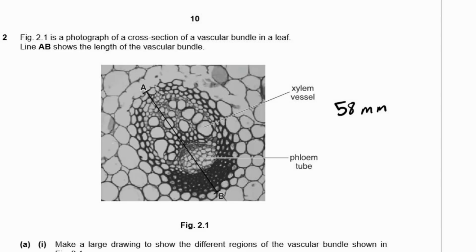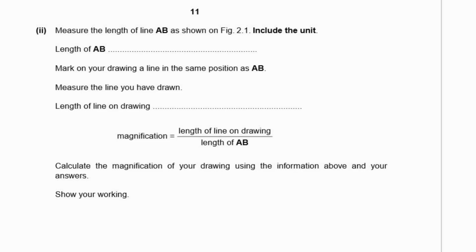Now, when you go into your exam, make sure that your ruler is actually a good quality ruler you can actually read the markings for. All right, so 58 millimeters. Does it matter if you measure it in centimeters? No, doesn't matter at all, but you do have to make sure you've included the units. So this is 58 millimeters.